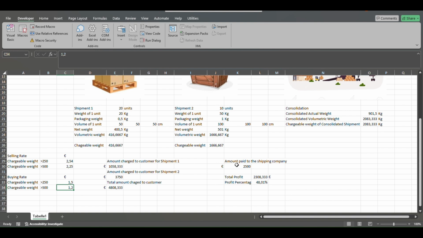Here you can see that the amount paid to the shipping company is 2500, which is 2083.33, the chargeable weight of the consolidated shipment, multiplied by 1.2 since it is greater than 500, which comes up to 2500. The total profit is the difference between the total amount charged to the customer and the amount paid by the logistics company to the shipping company, which comes up to 2308.33. So the profit percentage is 48.01%.